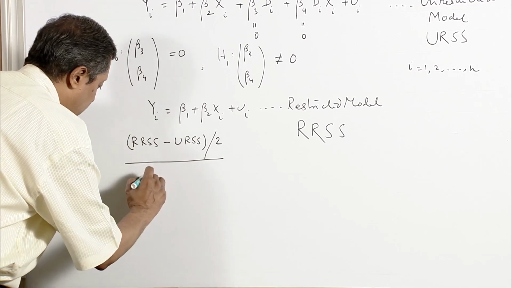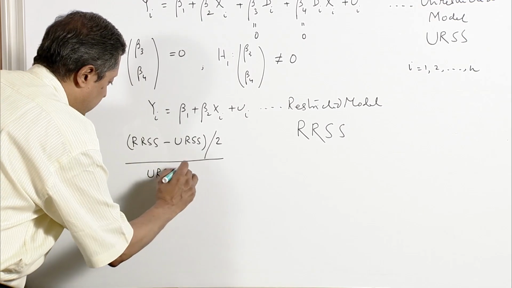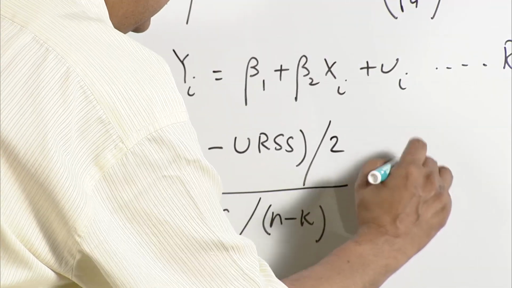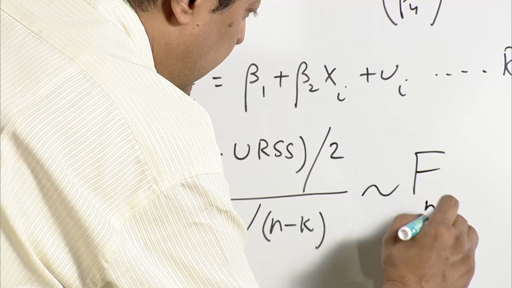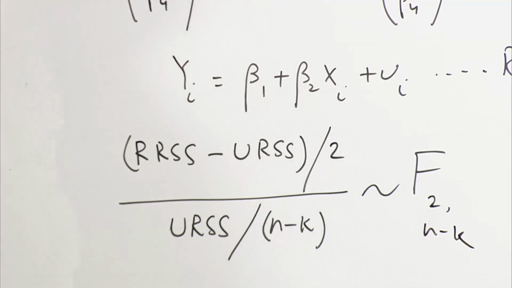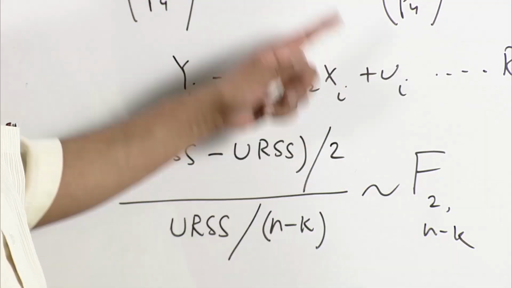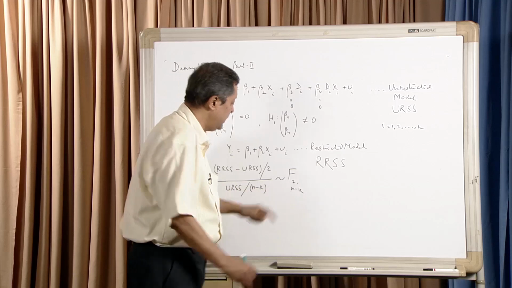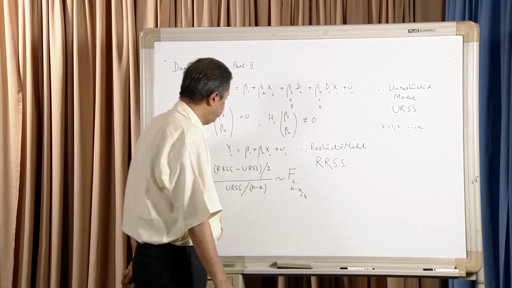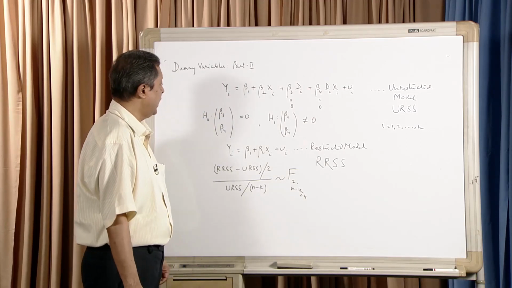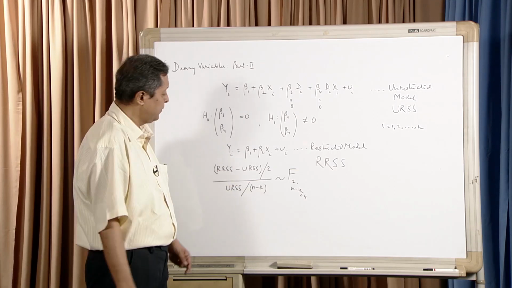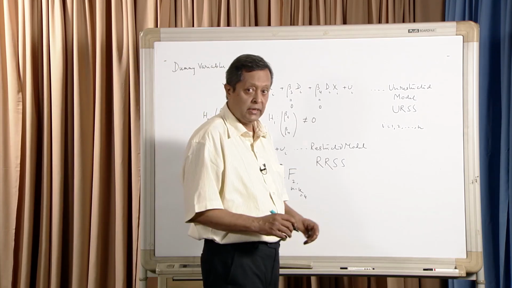divided by unrestricted residual sum of squares upon n minus k. That follows F with 2 and n minus k degrees of freedom. And what is k here? 1, 2, 3, 4. So, k here is 4, maybe n is 50 or something like that. And we will reject the null hypothesis. We will reject this if F calculated exceeds the F critical value at the given level of significance.